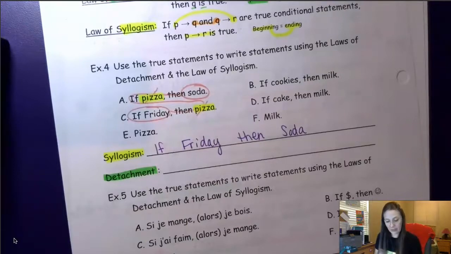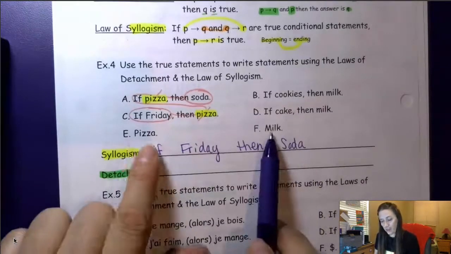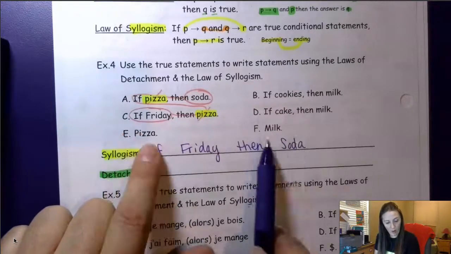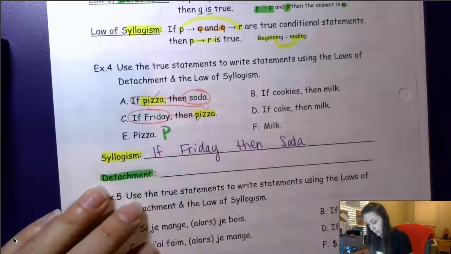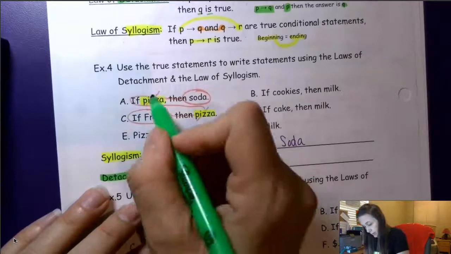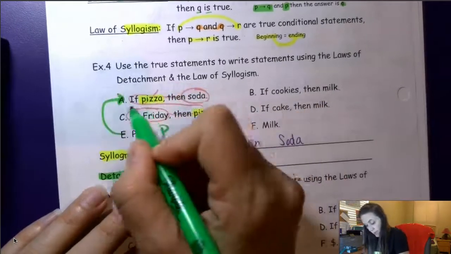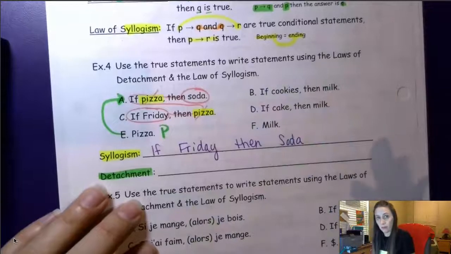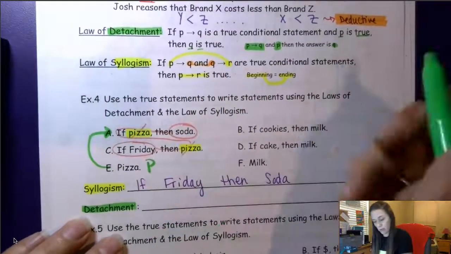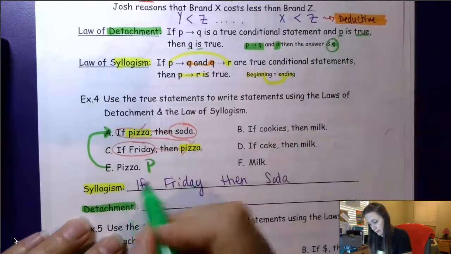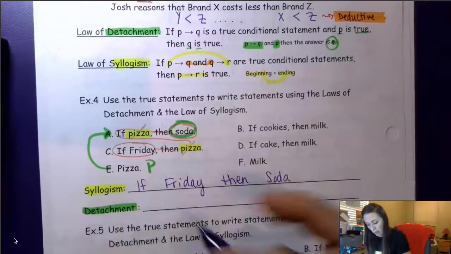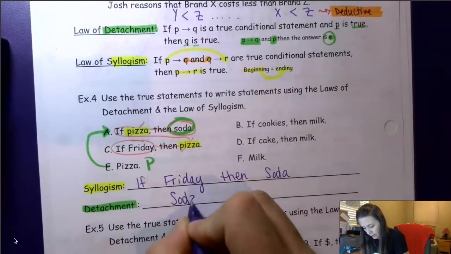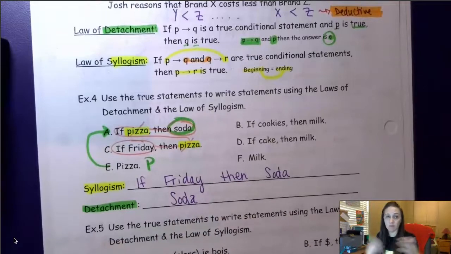The next one is detachment. Detachment is where I want to take these words by themselves, and are they a P? So is pizza a P anywhere? Yeah, pizza's a P right here. If pizza's a P, what is my conclusion? Because if the P is true, then I know the Q is true, and the Q right here would be my answer. So if pizza's true and pizza then soda, I know soda has to be true. All I write for detachment is soda. And I'm done. That's it. Don't make it crazy. Don't make it too hard on yourself.